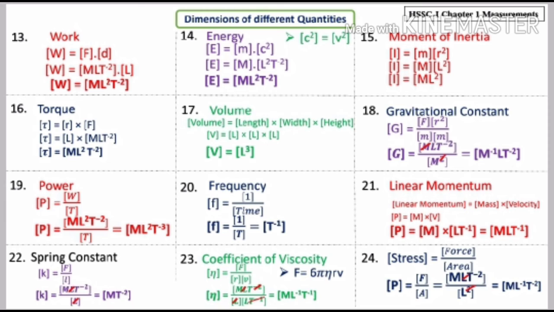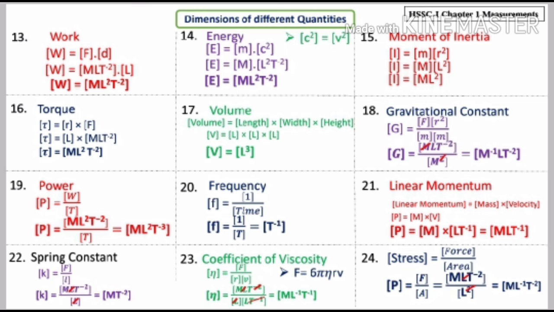Next we will talk about linear momentum. Linear momentum is already described previously, that is P is equal to M L T inverse. And now we will talk about spring constant, which we learn in oscillation. According to this we will use Hooke's law, F is equal to k x and x is equal to L. So k is equal to F over L, and basically the dimension of force is equal to M L T inverse square, and L is represented by capital L. By cutting these we get M T inverse square.